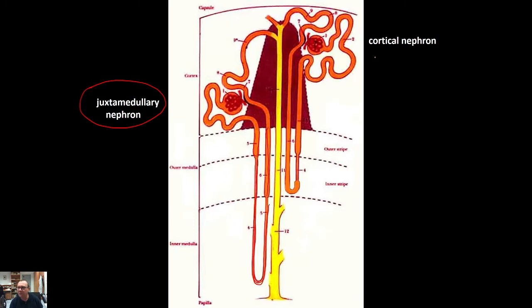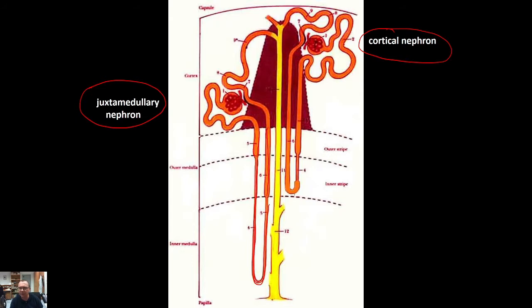More nephrons are cortical. 5/6 of nephrons are cortical. The renal corpuscles are not so close to the medulla, and their loops are much shorter. The loops don't go so deeply to the renal pyramids.